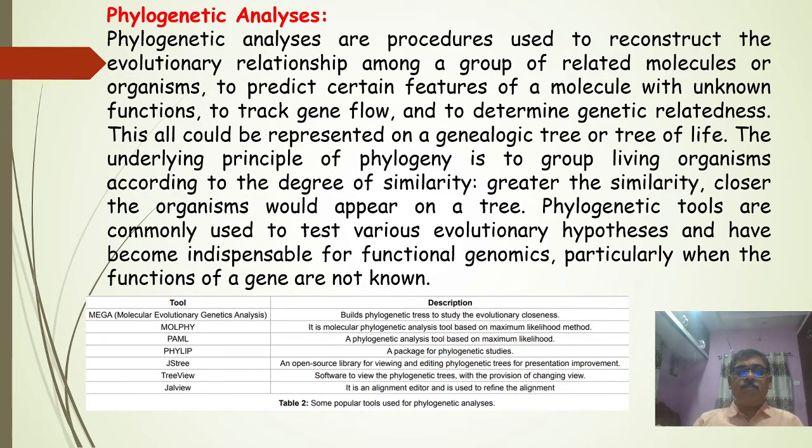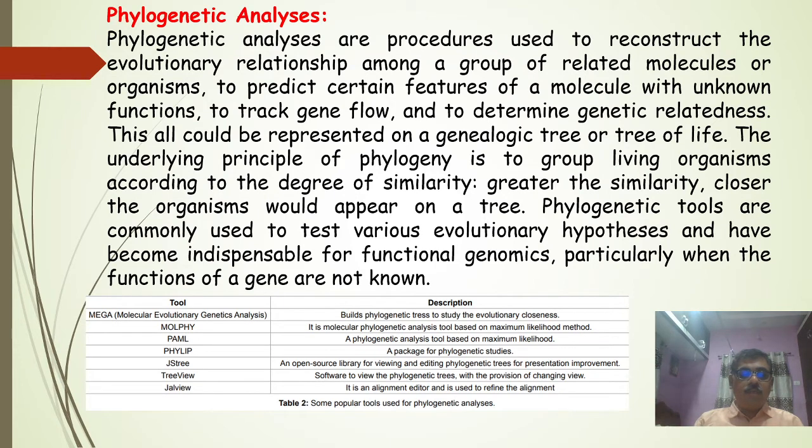The underlying principle of phylogeny is to group living organisms according to degree of similarity. This means we are placing the organisms according to their degree of similarity at the molecular level. The greater the similarity, the closer the organisms would appear on the tree. The phylogenetic tools are commonly used to test various evolutionary hypotheses and have become indispensable for functional genomics, particularly when the functions of genes are not known.